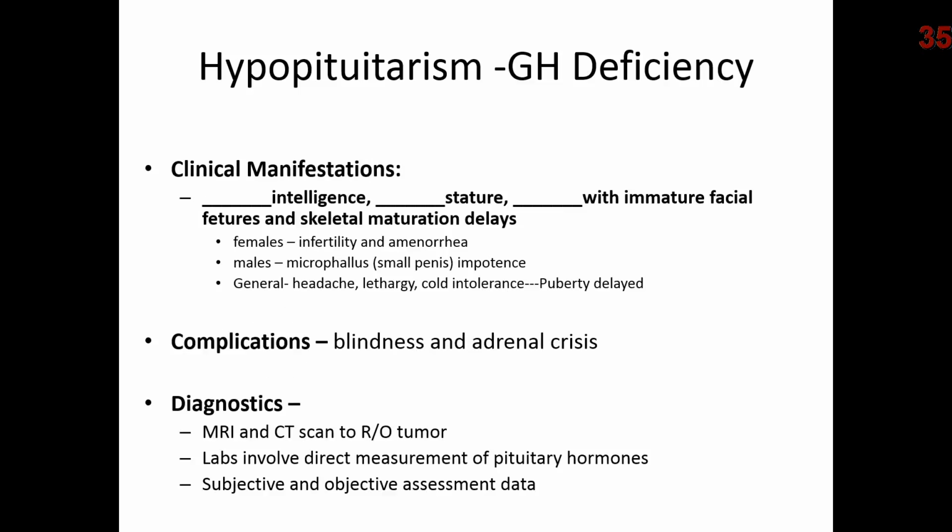Our manifestations of growth hormone deficiency: these kids will have normal intelligence. There's nothing wrong with that. They just show short stature, and they'll usually have obesity with immature facial features. Oh, and I just realized I spelled that wrong. I apologize. And then skeletal maturation delays as well. In females, you'll see infertility and amenorrhea. In males, an extra small penis can lead to impotence as well. Puberty is often delayed.